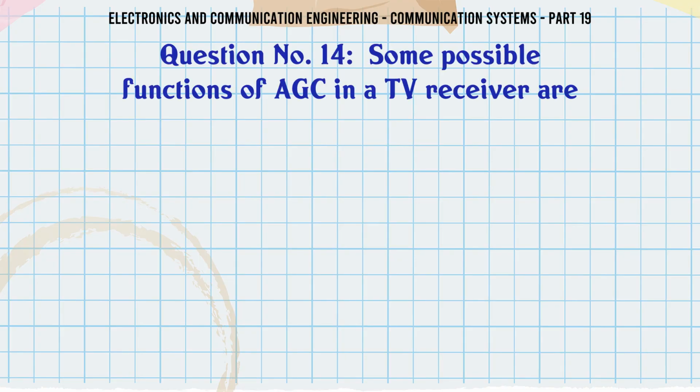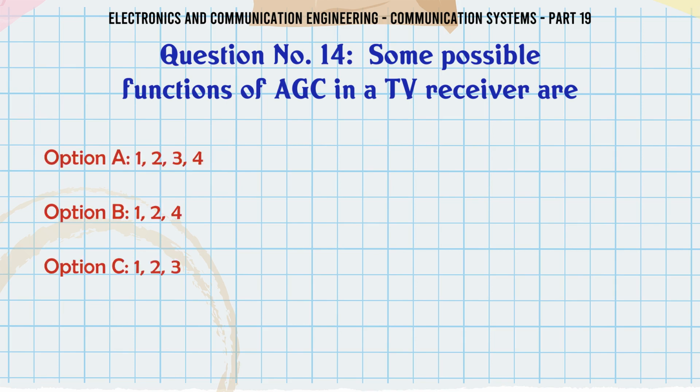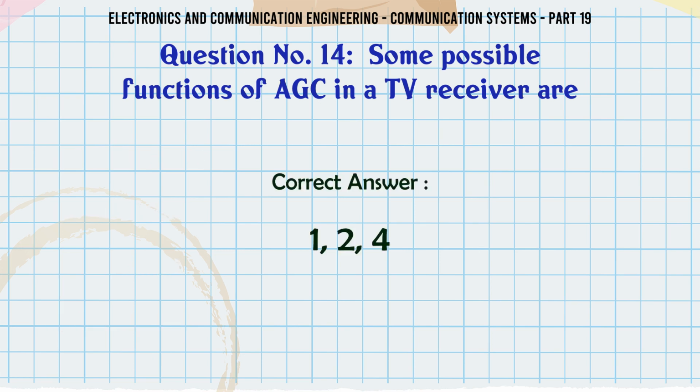Some possible functions of AGC in a TV receiver are: A. 1, 2, 3, 4, B. 1, 2, 4, C. 1, 2, 3, D. 2, 3, 4. The correct answer is 1, 2, 4.